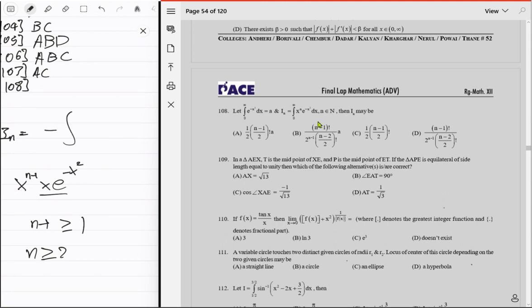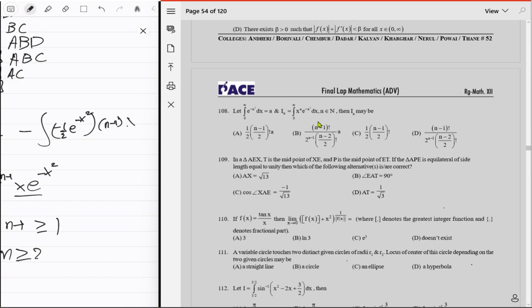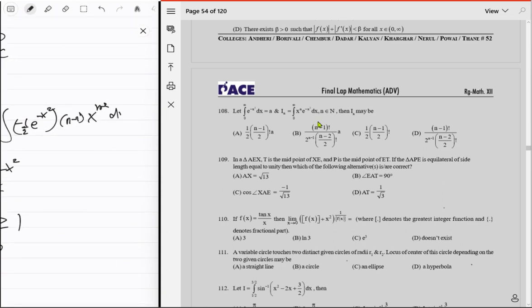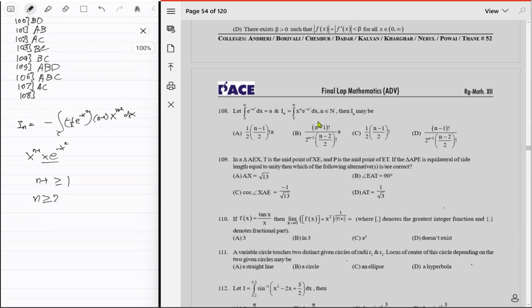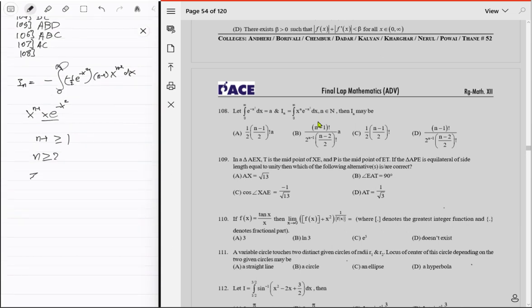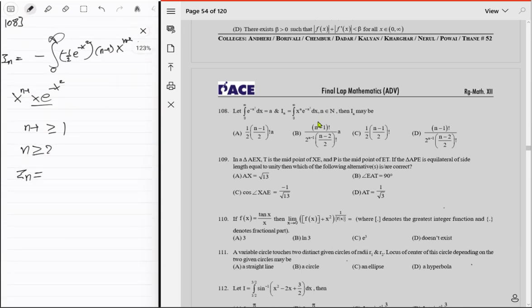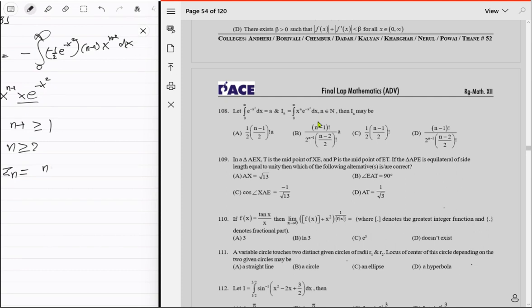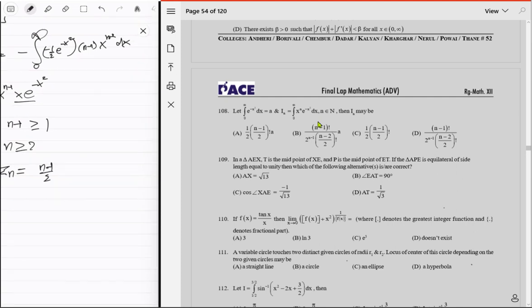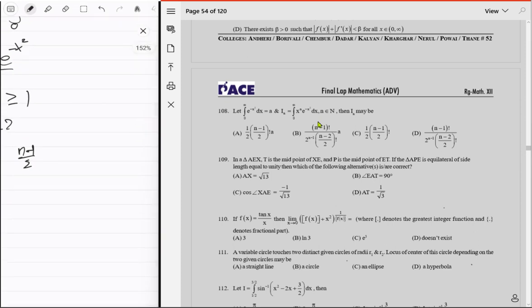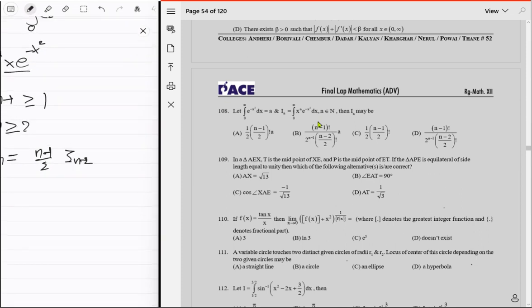Okay, so what was the integration of this? Just negative 1 upon 2 e power negative x square, and then the differential of this guy is n minus 1 x power n minus 2, and then dx, going from 0 to infinity. So I_n is equal to positive n minus 1 upon 2, and then I_{n-2}. Got it.